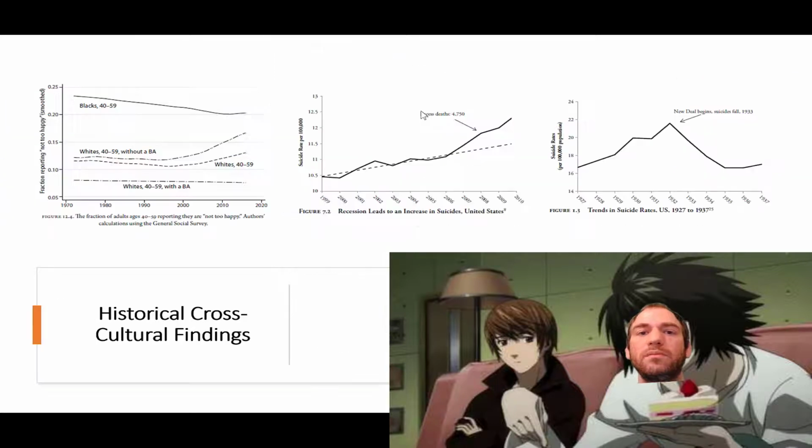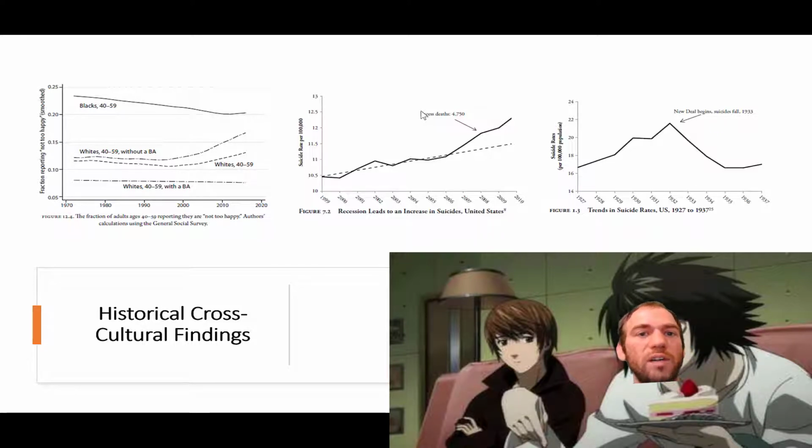stress response system. Historical cross-cultural findings of poverty, and this is actually from a book called The Body Economic, and I just wanted to throw this in here. In the two charts to your right, you can see that recession leads to increases in suicide, and trends in suicide rates with the New Deal began seeing that big dip. So this again reflects that these large public policies, in this case the New Deal, following the Great Recession, decreased the rates of suicide, and then we see that recession contributing to increases in suicide in the United States. But also on the far left, we see a poll of self-reported responses.